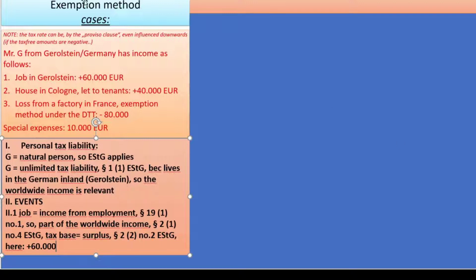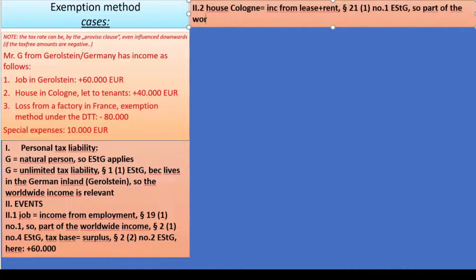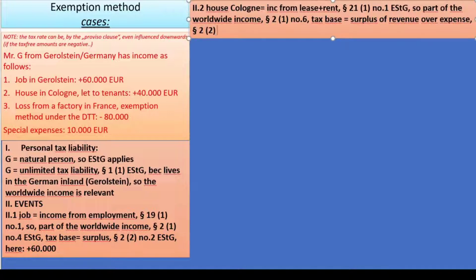The next event which we have and which comes into play is the house in Cologne, and that house brings us income from lease and rent. § 21.1, number 1, EStG. So part of the worldwide income. Under § 2.1, number 6, tax base is the surplus of revenue over expense. § 2.2, number 2, EStG, here given as 40,000.